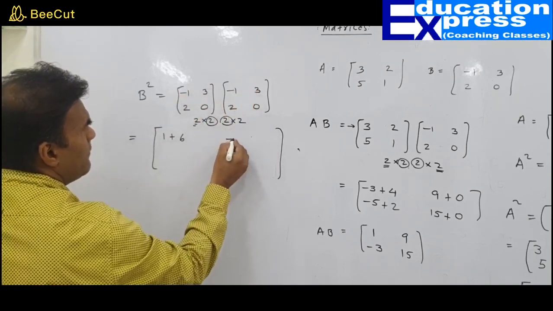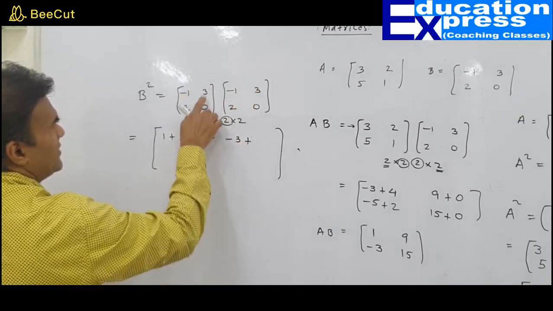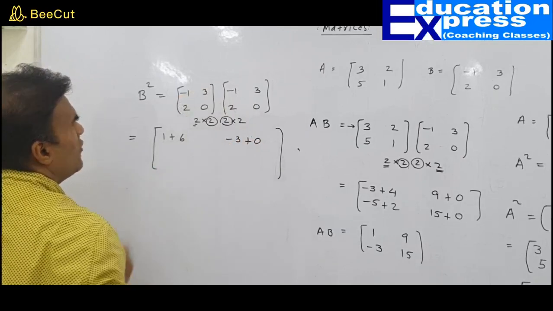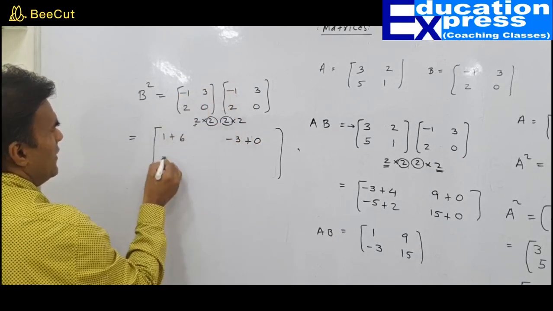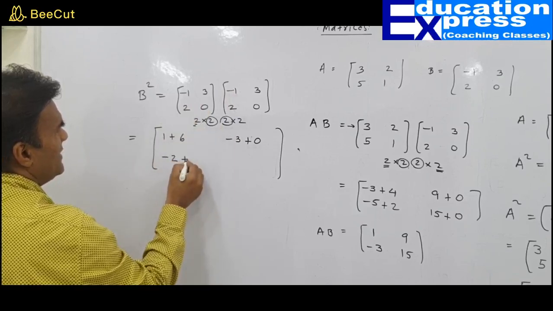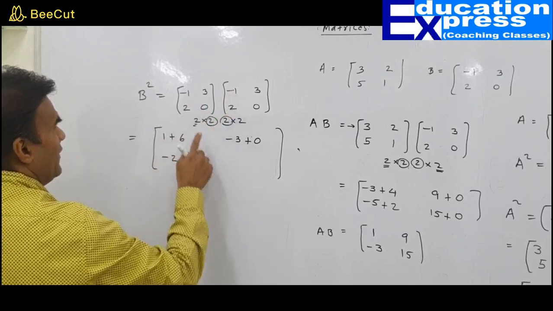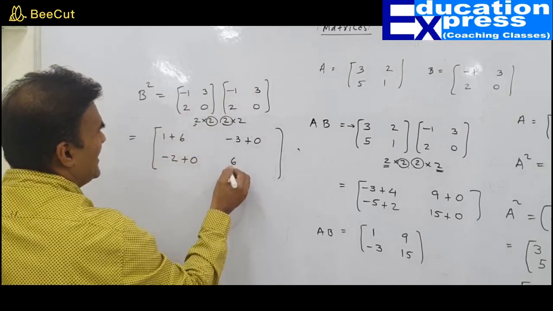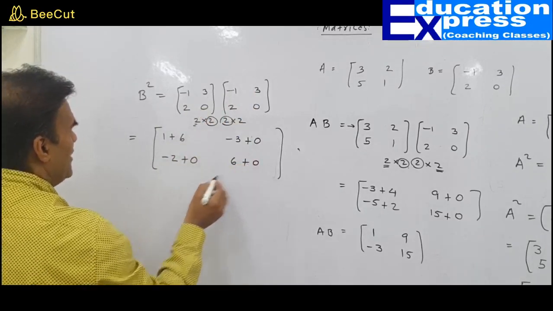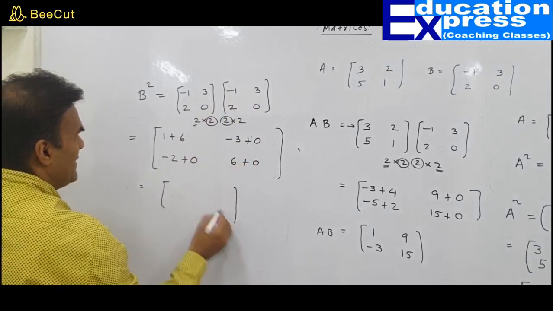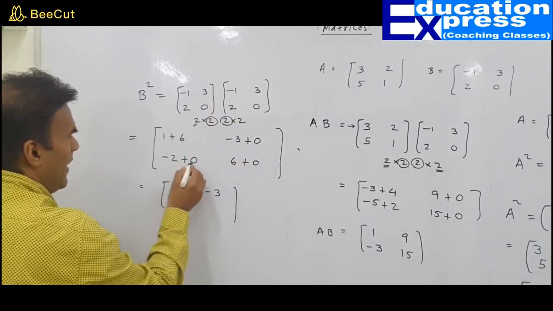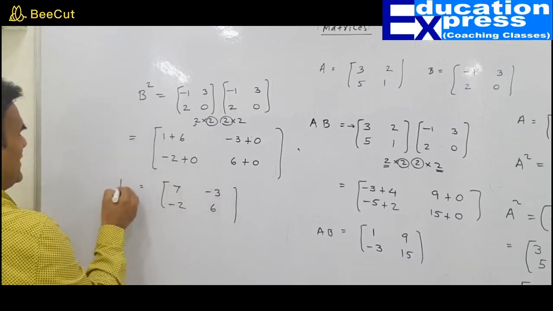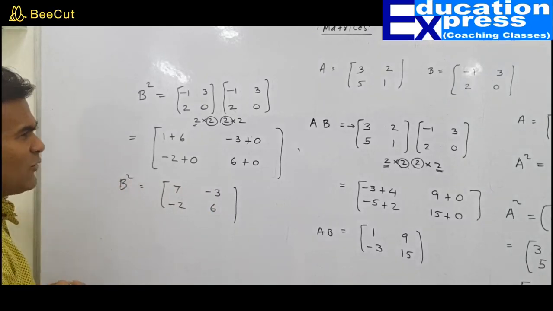Again, same row, the next one. Minus 1 into 3, minus 3, plus 3 into 0, 0. After that, the next row. 2 into minus 1, minus 2, plus 0. And the next one, 2 into 3, 6, plus 0. So my dear friends, what do you get? 7, minus 3, minus 2 and 6. This is the value of B squared.